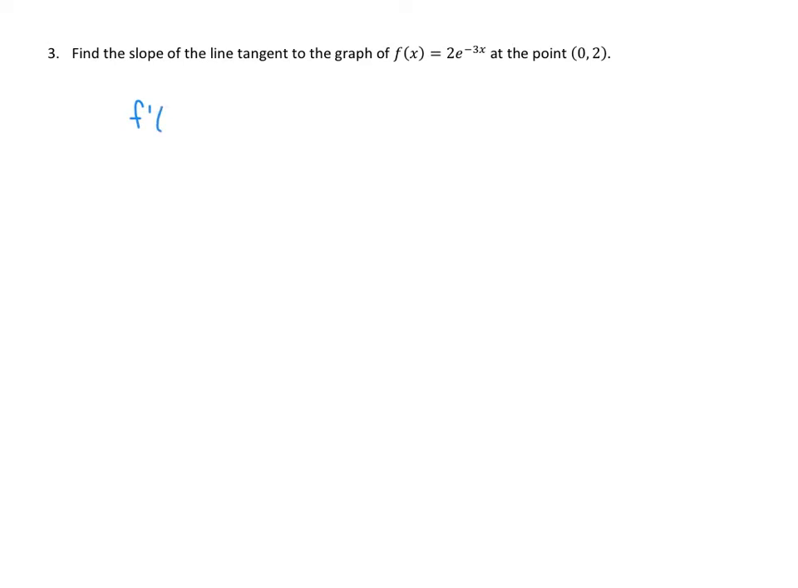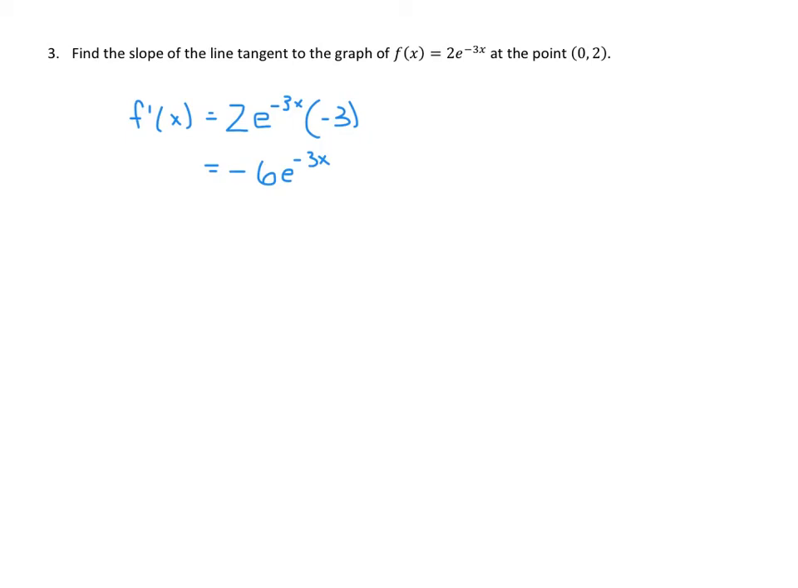So f prime of x, the derivative, is going to look like this. Carry the constant along with it, so we have 2, and then the derivative of e to the negative 3x is going to be e to the negative 3x. But now we also need to multiply by the derivative of negative 3x. The derivative of negative 3x is negative 3. So now simplifying, our derivative looks like negative 6e to the negative 3x.